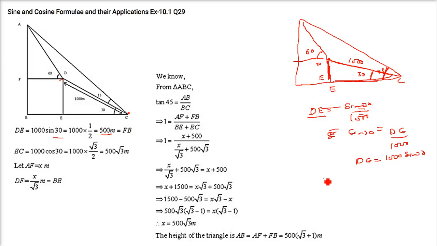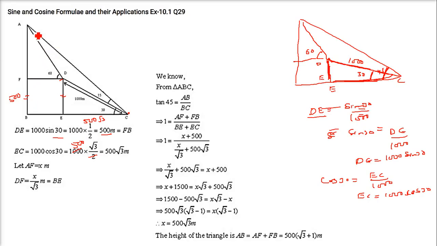Now taking the cos here, cos 30 will be base upon hypotenuse, that is EC by hypotenuse, 1000. So EC will be 1000 cos 30. Cos 30 is root 3 by 2, so this will be 500 root 3. So now we got this side EC, which is 500 root 3, and this DE is 500. So this one, FB, will also be 500.